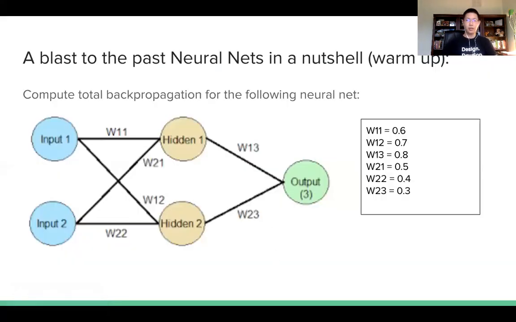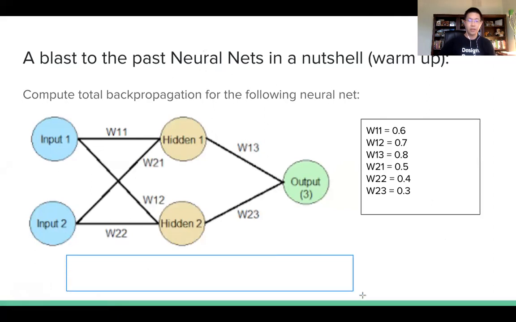So here's a little blast from the past, a little warm up from neural networks. You want to compute the total backpropagation for the following neural network. You want to compute for this picture, which I low key just screenshot, copy pasted with attribution from good old Google. The total backpropagation.